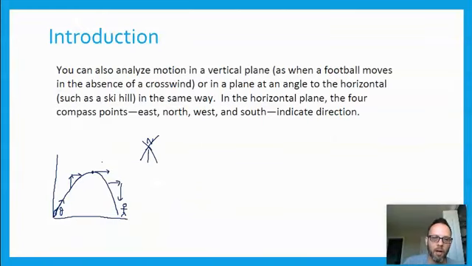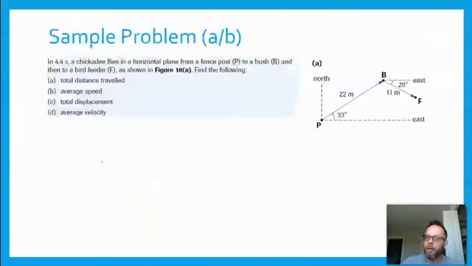So having set up all that, let's do an example problem together to review these ideas. Or for some of you who haven't taken a physics course in a long time, maybe just relearning it. So here we have a chickadee. We're looking from the top down in the horizontal plane. You can see north is up on our page and east is right on our page. It flies from a post to a bush.